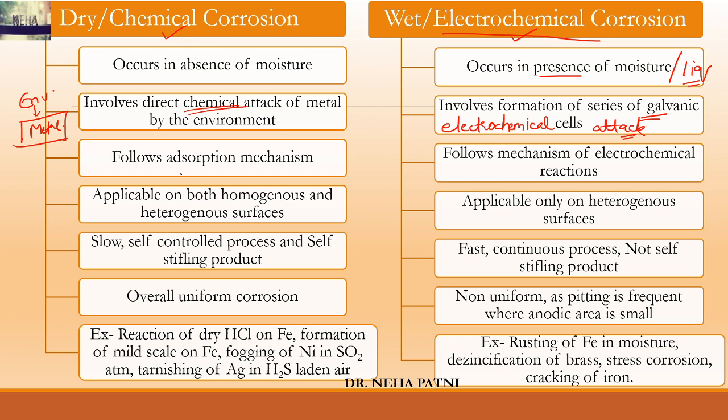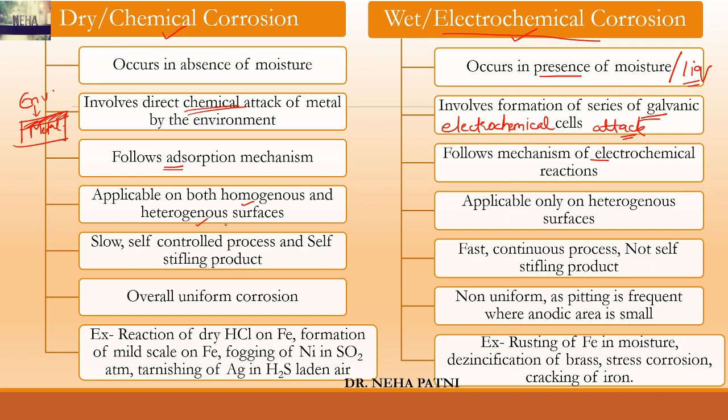Third point: dry corrosion follows the adsorption mechanism. Adsorption, I hope you remember, is on the surface. That's the adsorption mechanism. While in wet corrosion it happens in the presence of electrochemical reactions, so there is no pattern of adsorption of the product. Then, it is applicable on both homogeneous and heterogeneous surfaces.